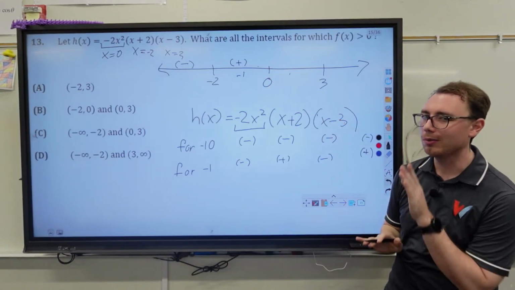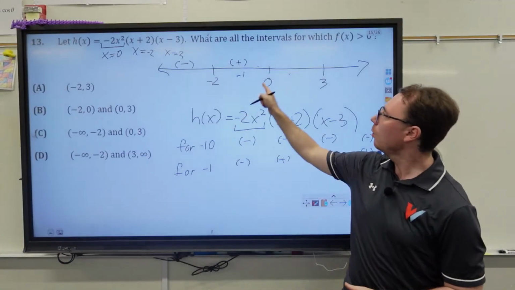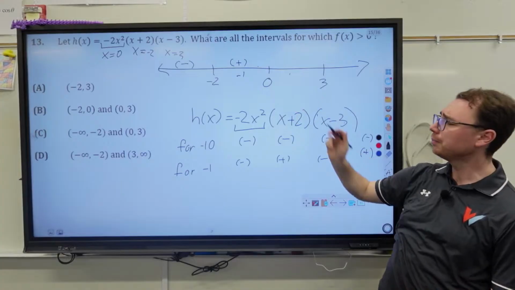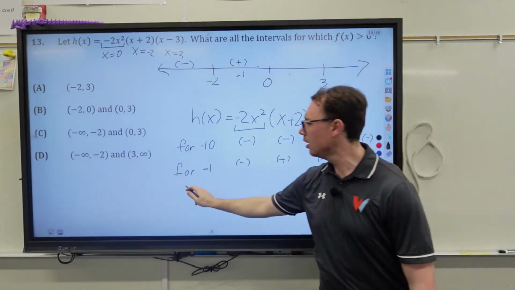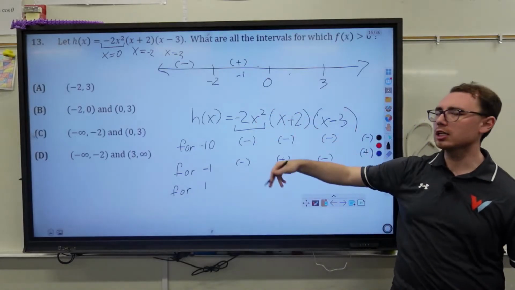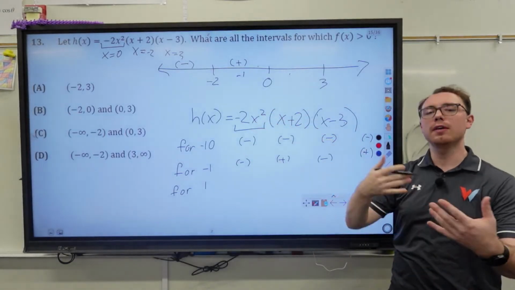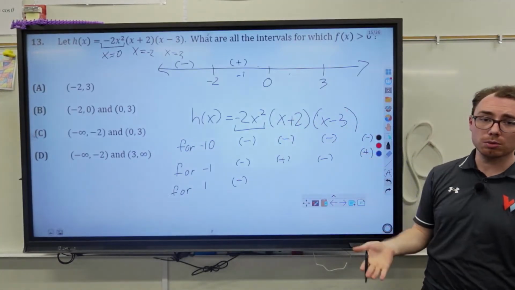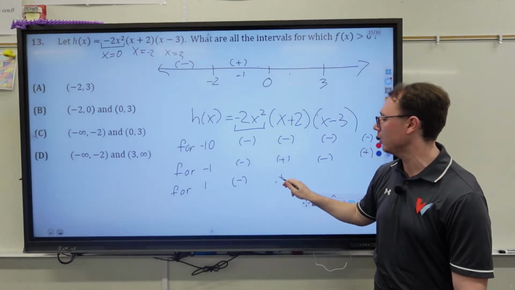We're not going to, but you'll see why in a second. We now want to plug in some value between here. Let's just plug in the value of 1. We plug in the value of 1 for that first term there. 1 squared is going to give us 1 times -2 gives us a negative value here. 1 plus 2 is 3, which is positive, so we get a positive value here.